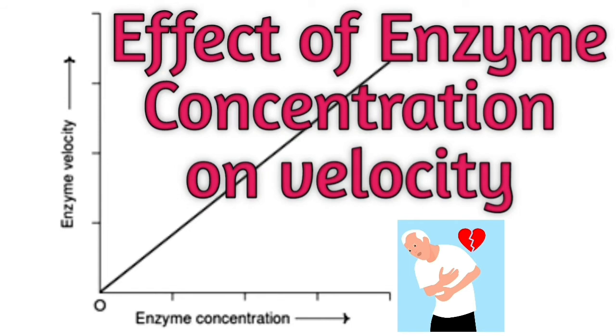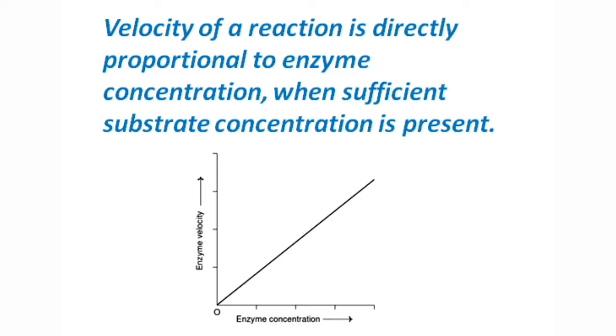This video is about the effect of enzyme concentration on velocity. Velocity of a reaction is proportional to enzyme concentration when sufficient substrate concentration is present. When substrate concentration is unlimited, an increase in the enzyme concentration proportionately increases the velocity of the reaction.